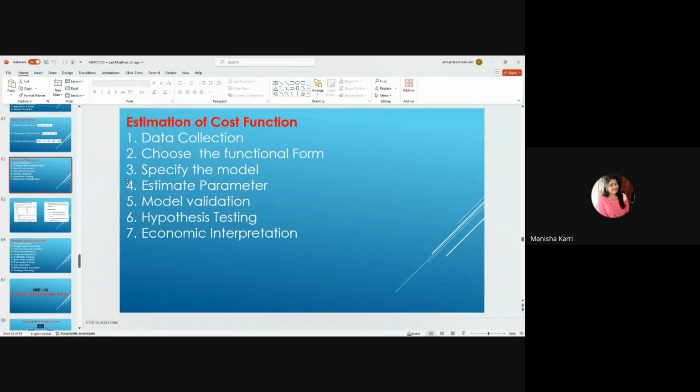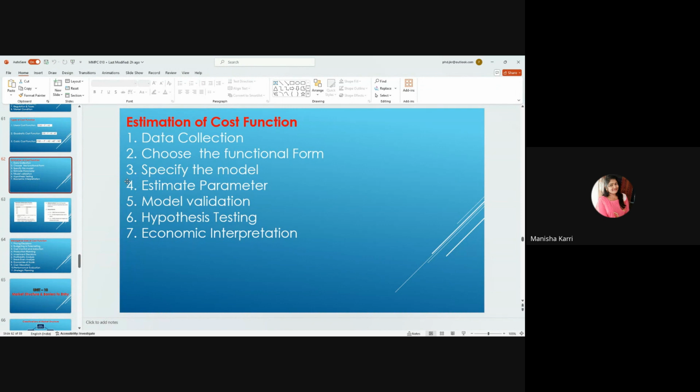After the fifth step is model validation, means assessing the goodness of fit and reliability of the estimated cost function. There are some key diagnostics also there for this model validation, like R-squared, adjusted R-squared, F statistics, residual analysis. So we need to identify the model validation among all of them.